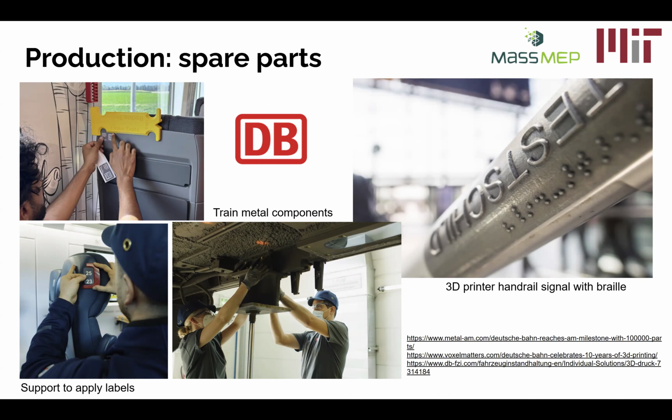And on the last picture, this is also another very nice application: they have been printing these handrail signals with Braille, to actually help blind people find their way in German train stations, so to help the mobility for everyone. And now we can change slides.